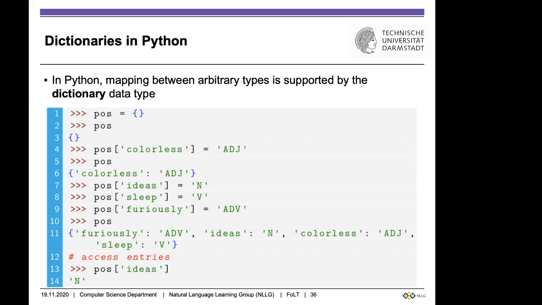Finally, we can build a table where we have every word and its property, the part-of-speech tag. So we can access a particular part-of-speech tag by specifying the key. For example, we can get the noun by specifying the key ideas.